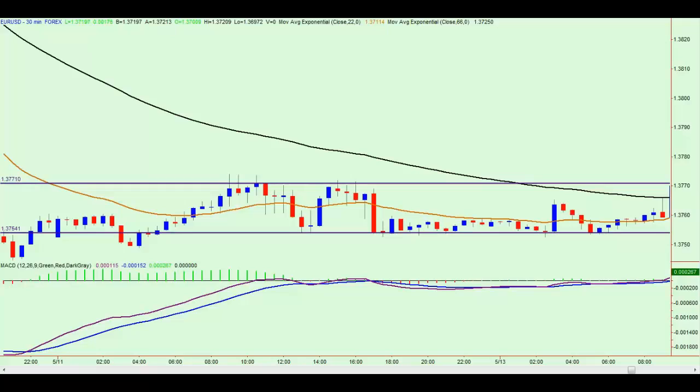We are looking at the Euro US dollar on the 30-minute chart. We're going to run through this very quickly today. Yesterday's trading conditions were extremely difficult. Price was very much range bound in this tight channel of around 15-16 points.